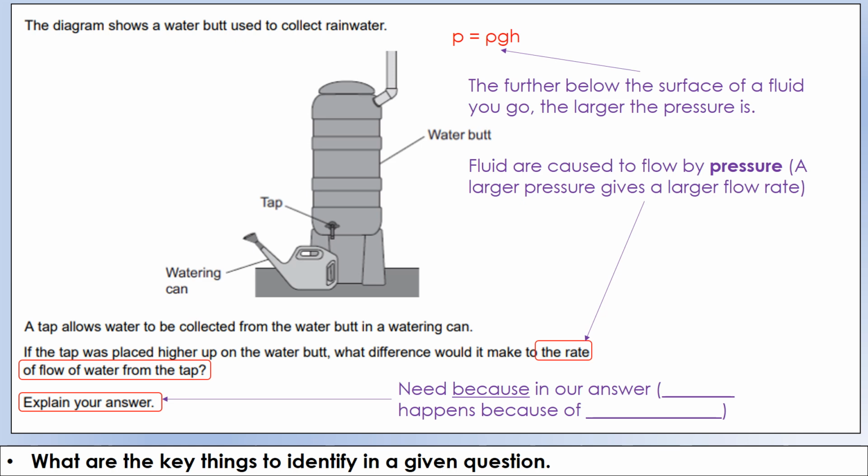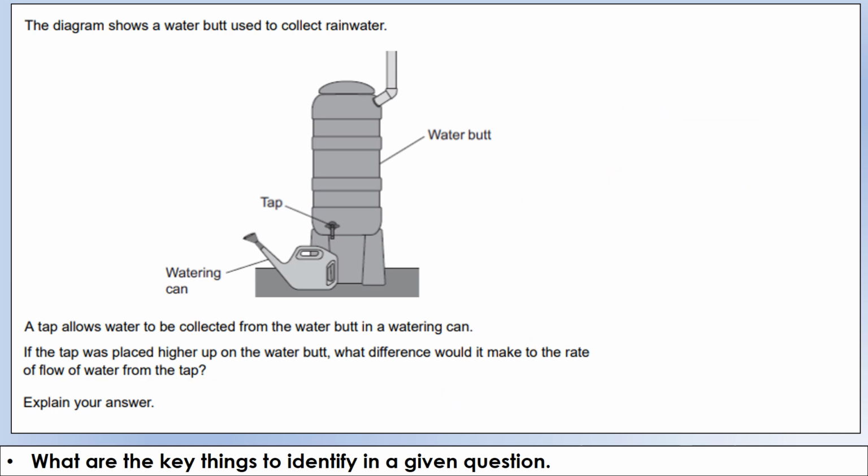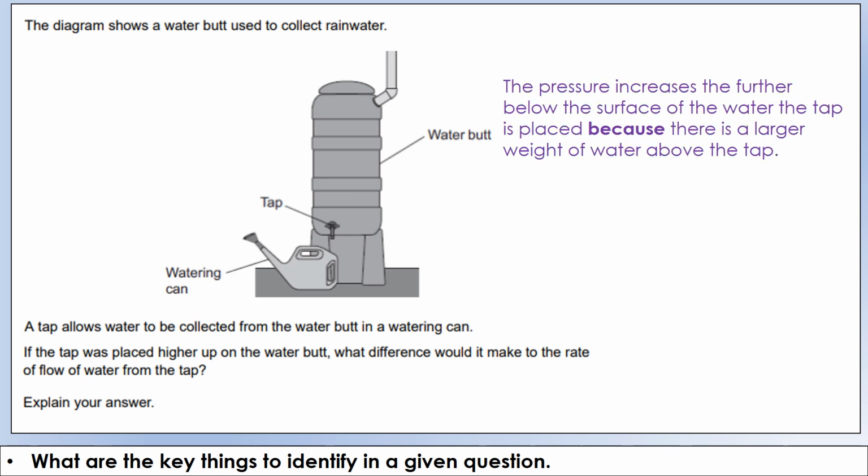So this is just what I've got from breaking down the question. I haven't written anything yet. I've got, what do I need to do? I need to say because, and how do I approach that? Well, I need to be thinking about pressure. So what does my answer actually look like? Pressure increases the further below the surface of the water, and that's because there is a larger weight of water above the tap. That's what's causing the larger pressure. Okay, so that's our because.